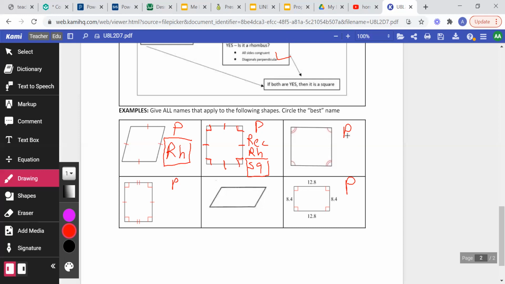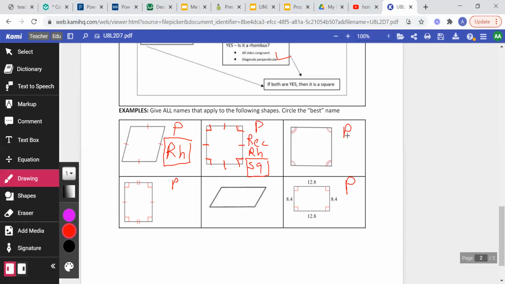In terms of rhombus, we said all sides are congruent. Does it show that all sides are congruent here? No. And then in a square, we said all sides are congruent and angles are congruent. Not all the angles and not all the sides are congruent, because there's no sign that all sides are congruent here. So this cannot be a square. So this is just a parallelogram, okay? It doesn't have a specific name.